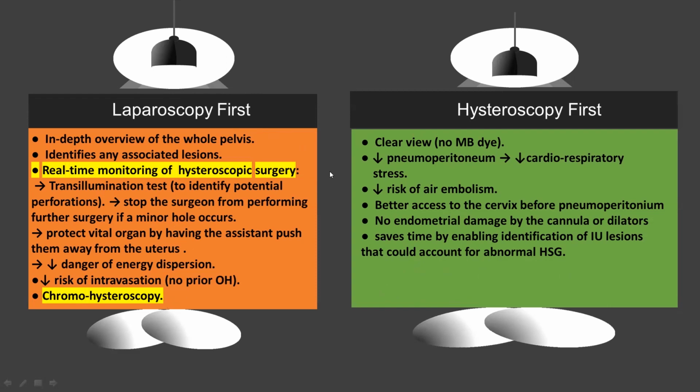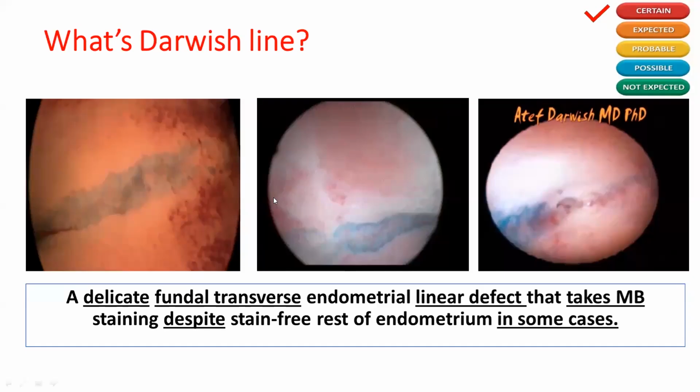But the question is that I cannot see if I do hysteroscopy after laparoscopy because of the methylene blue dye. And this is actually a misconception. I'll explain this to you, because methylene blue does not stain healthy epithelium, it stains pathologic epithelium. So the Darwish line is a delicate fundal transverse endometrial linear defect.